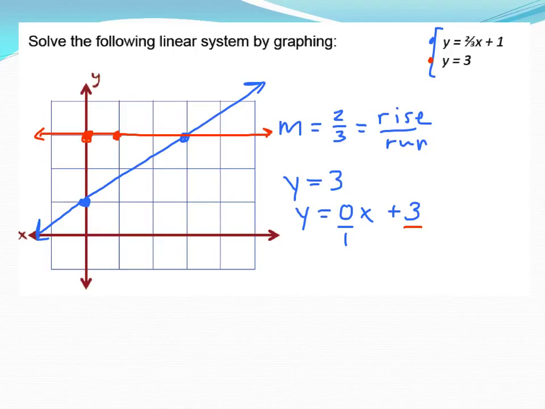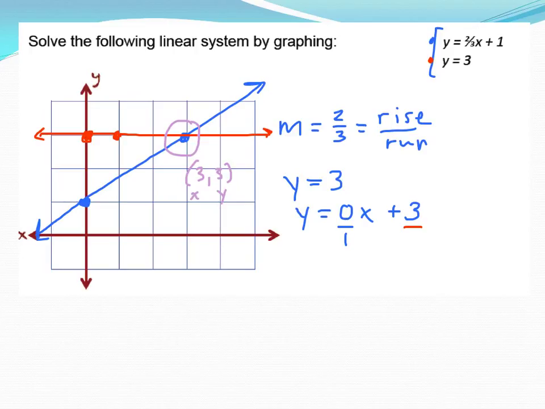Now, looking at this, I can see from this graph that the 2 lines intersect at this point right here. So what is that point? Well, if I count the x's first, 1, 2, 3, and then 1, 2, 3. So that is the point (3, 3). Remember, as a point, that gives me my x, that gives me my y.